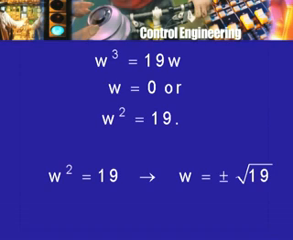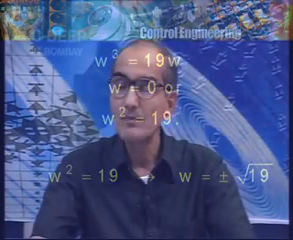So there is a solution omega equal to 0, and the second solution gives you omega square equal to 19, and therefore omega equal to plus or minus square root of 19. So corresponding to omega equal to 0, there could be a point on the root locus, and corresponding to omega equal to plus minus root 19, that is j plus minus root 19, that is a point on the imaginary axis that could be also on the root locus.